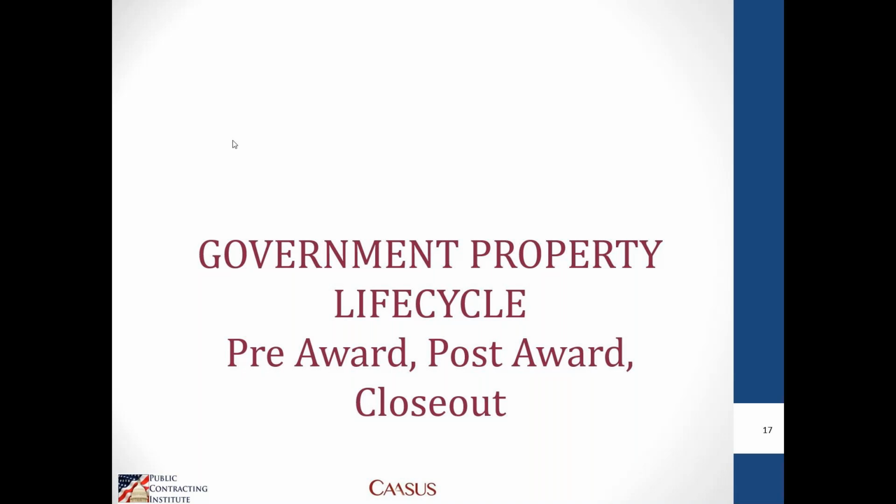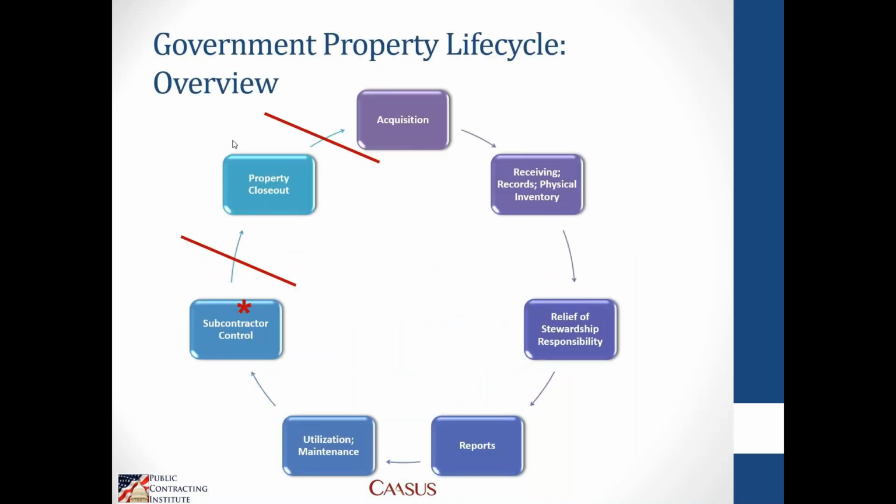So let's talk about the government property life cycle. In general, the government property life cycle follows a cyclical roundabout, if you will, from acquisition and receipt to physical inventory, stewardship, responsibility, accountability, relief of stewardship, reporting, utilization, maintenance, property in the control of your subcontractors and reporting that property, all the way through to property closeout.